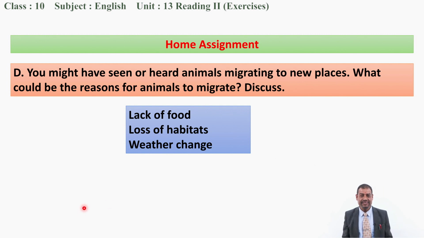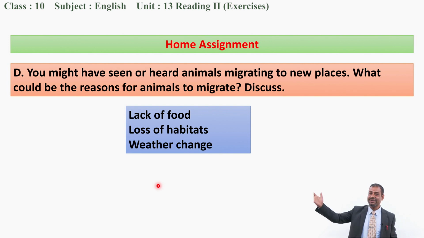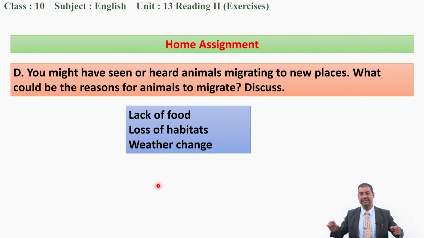Another thing can be weather change. See, in the spring season they come out, and in the winter season they travel very far away, and when it is again spring season, they return to their original place. Likewise, you can add some more possible reasons, and you can discuss, and even develop these points into a paragraph, on the reasons of migration of different birds and animals. You can give a title and develop these points into the paragraph.